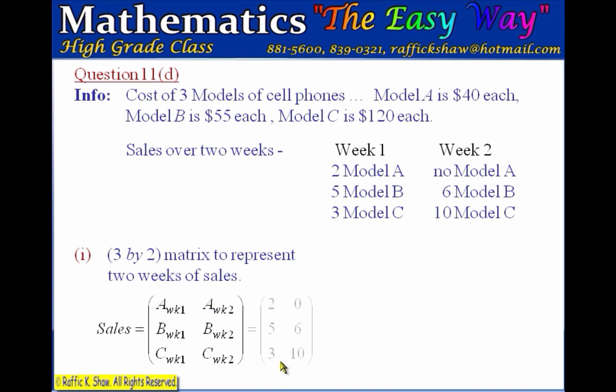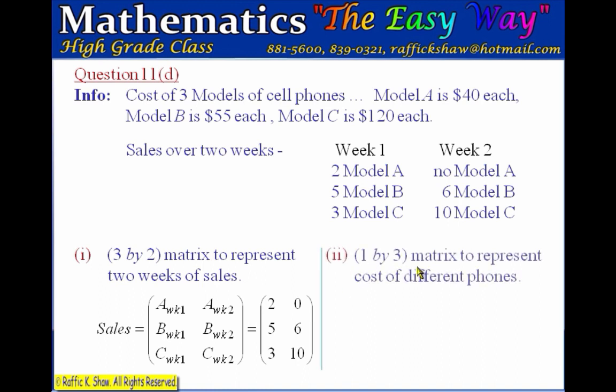And this is the matrix. Sales in week 1 were 2 A phones, 5 B phones, and 3 C phones. And the sales in week 2 were no A phones, 6 B phones, and 10 C phones. So this is our 3x2 matrix representing the sales over 2 weeks.